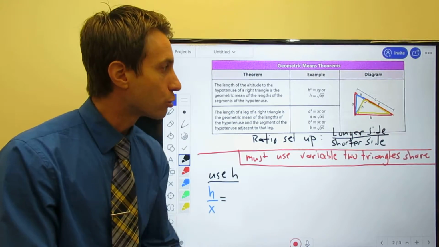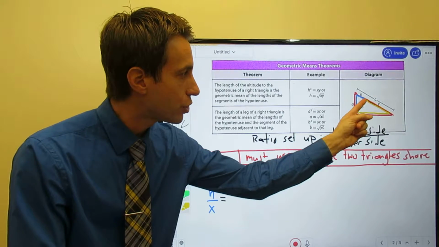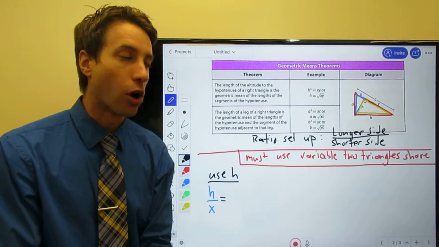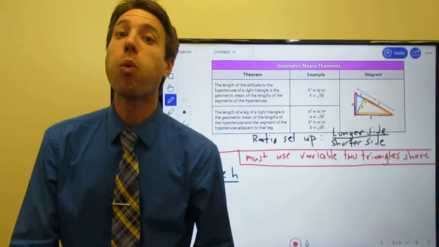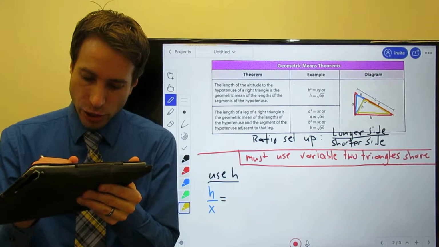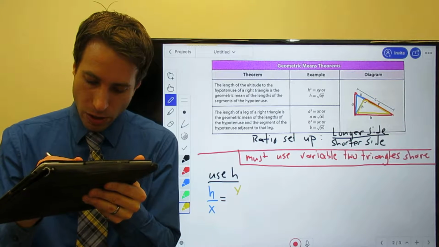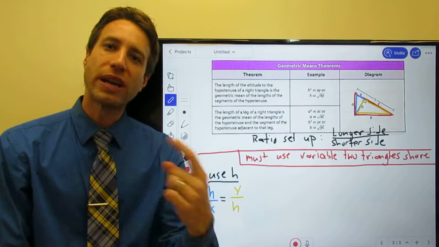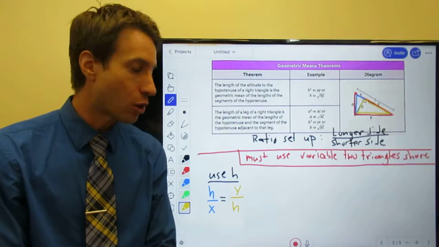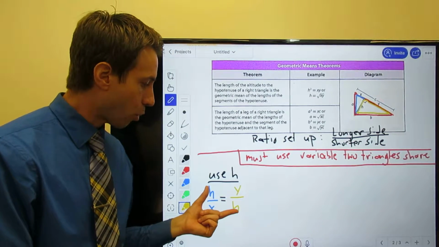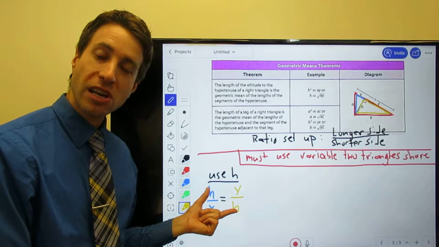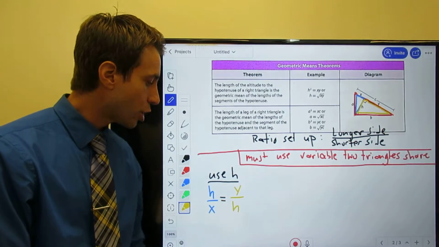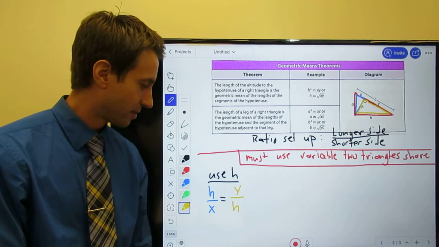So now the yellow triangle, I have side H and I have side Y, which is the longer side. Well, now Y is the longer side, so I would have Y over H. And just like I told you would happen on the previous page of the notes, please notice what has happened. I've set up my proportion, and in the proportion I have the same variable in both ratios. H shows up in both places.